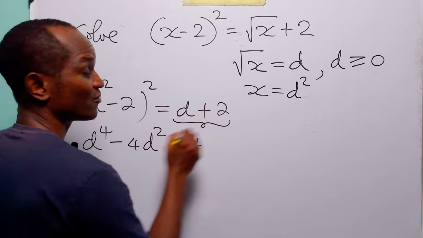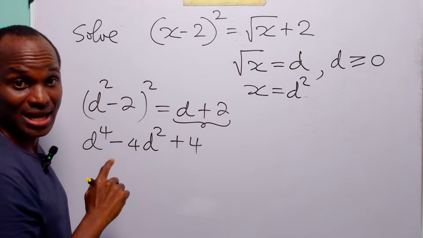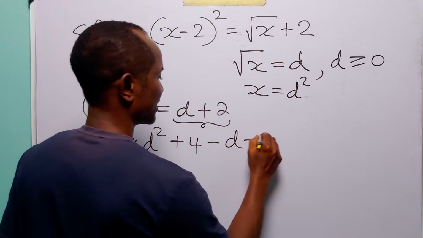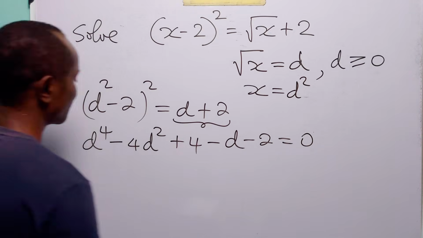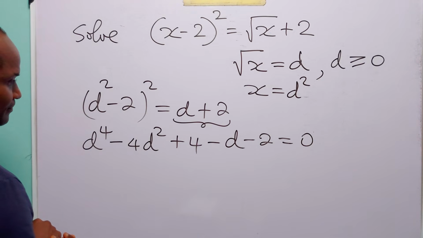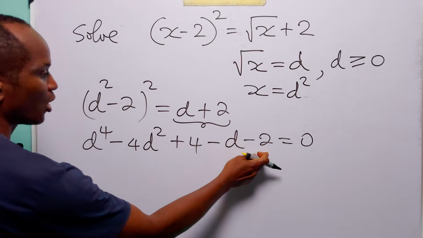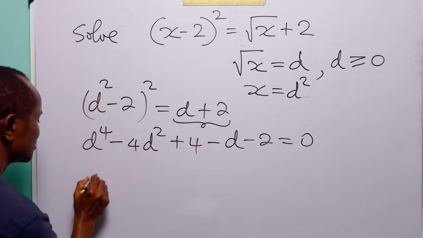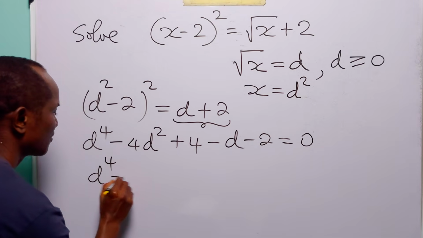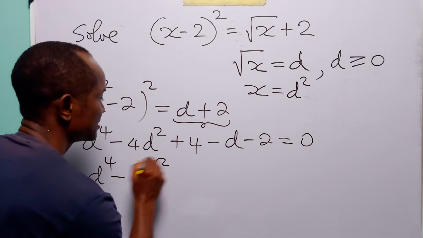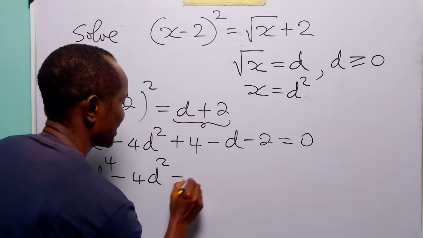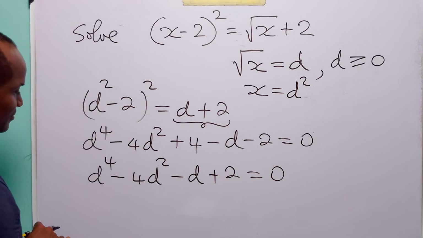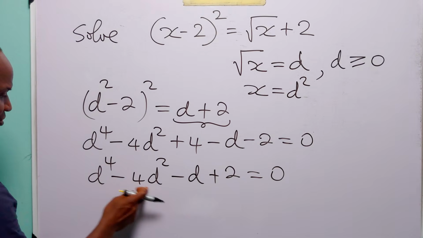Now let us move these two terms over to the left-hand side. So we have minus d and we have minus 2, and this is equal to 0. Now 4 minus 2 is equal to 2. So this equation is going to be d to the power 4 minus 4d squared minus d plus 2 is equal to 0.